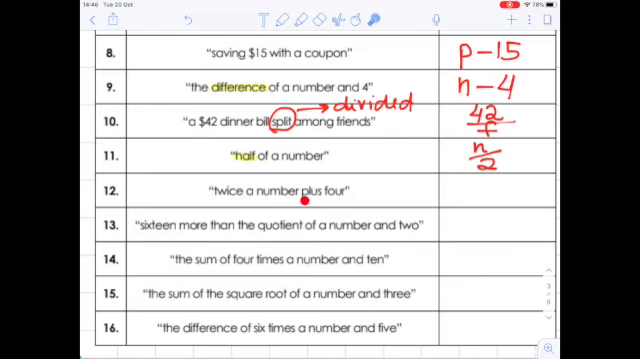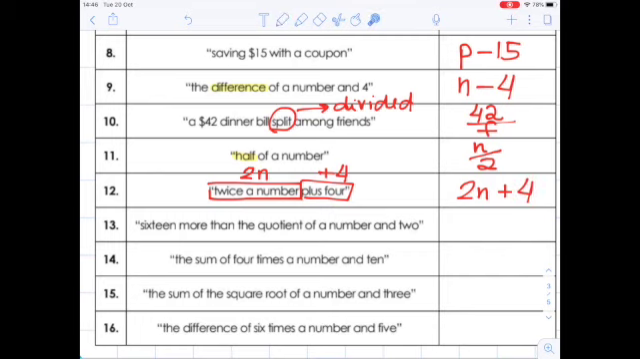Number 12, twice a number plus 4. So you have twice of a number plus 4. Twice a number is going to be 2 times that number. This is going to be 2n, and plus 4 is obviously plus 4. So this is going to be 2n plus 4.